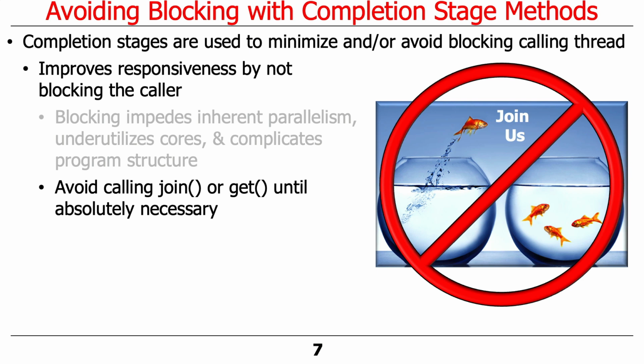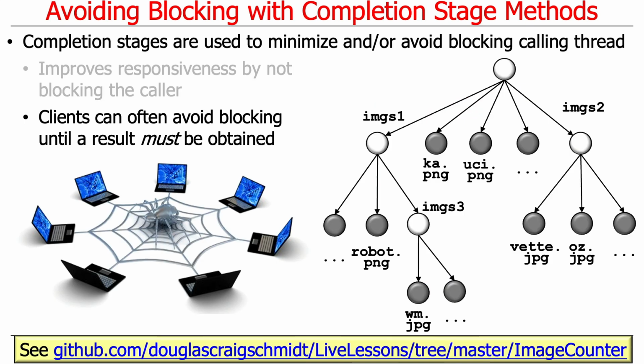Sometimes you don't need any calls at all, especially if you're doing server-side programming. Sometimes on the client side, you need to join. Try not to use get either, but you need to join because otherwise you'll run off the end of the client, which is not going to be good because then your program will shut down. But you can usually figure this out when you look at the code. Clients can often avoid blocking until a result must be obtained.